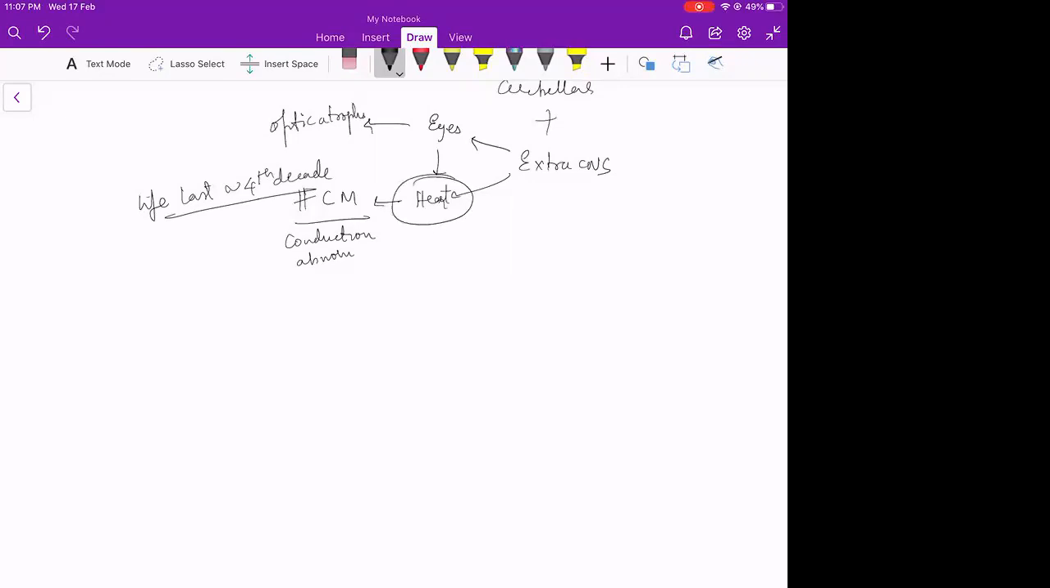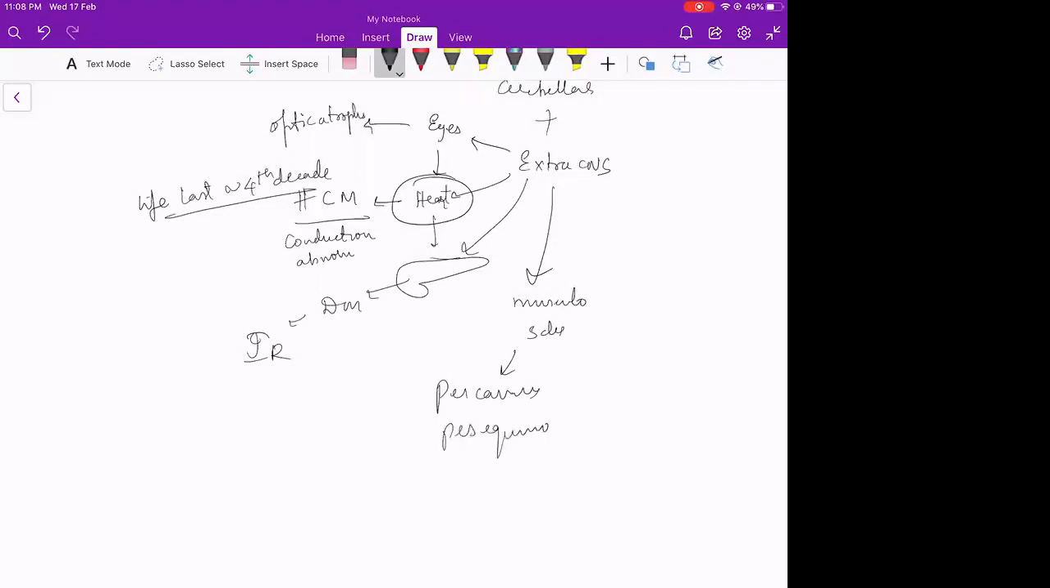problems. Other endocrine, coming still down, like we have the pancreas. The patient will have diabetes mellitus. There will be insulin resistance here, and other musculoskeletal symptoms which we see here are pes cavus, pes equinovarus, and scoliosis.